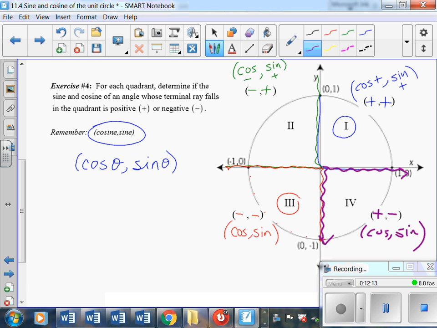Now that's kind of important because when we start dealing with finding exact measurements, we're going to be using reference angles and this information in order to determine the exact value. Okay? So exercise 5.